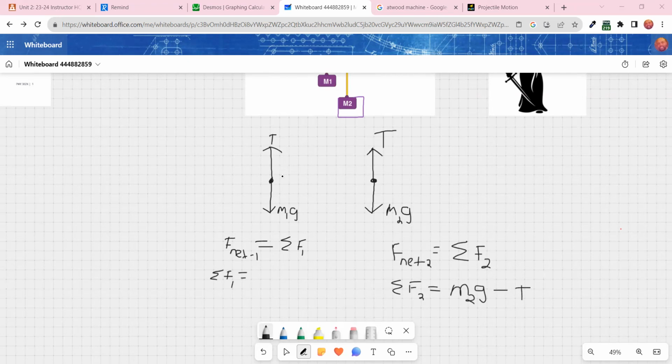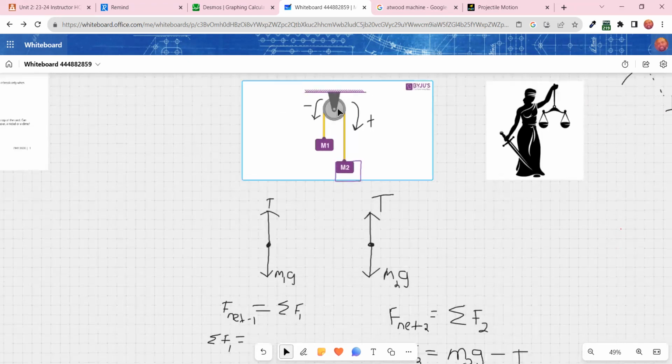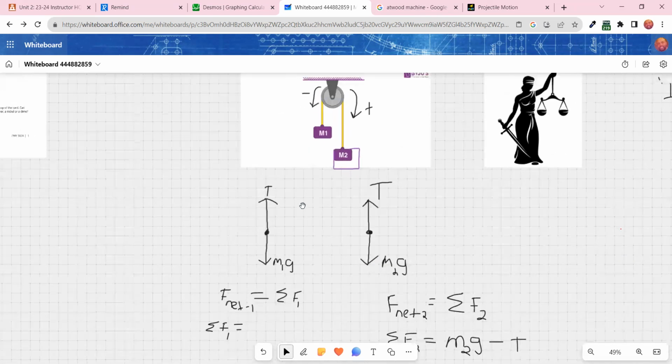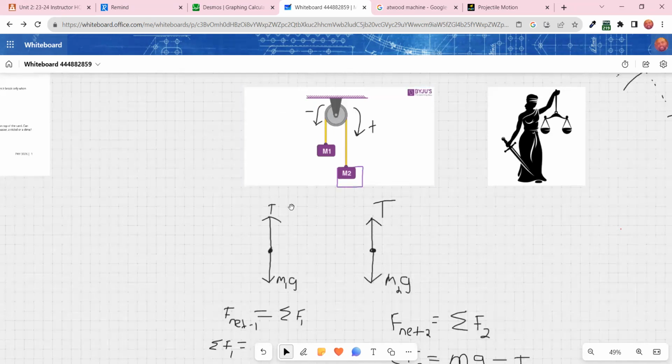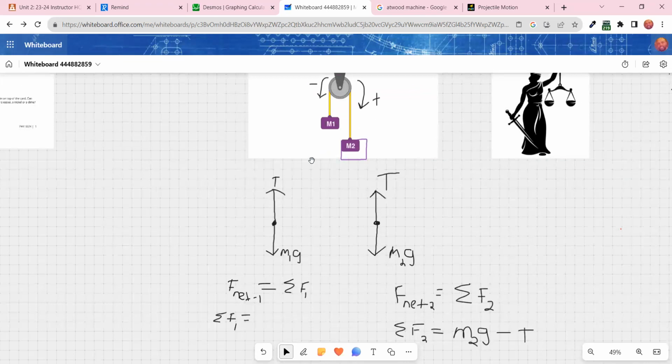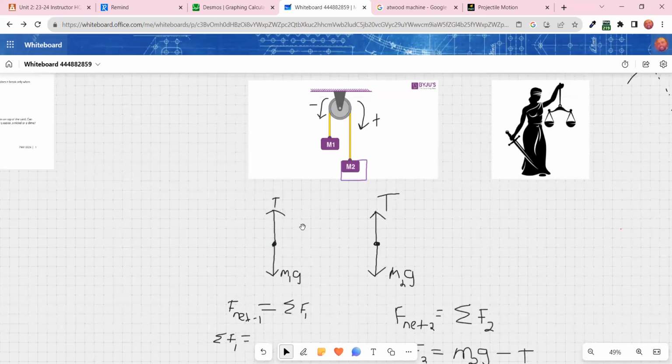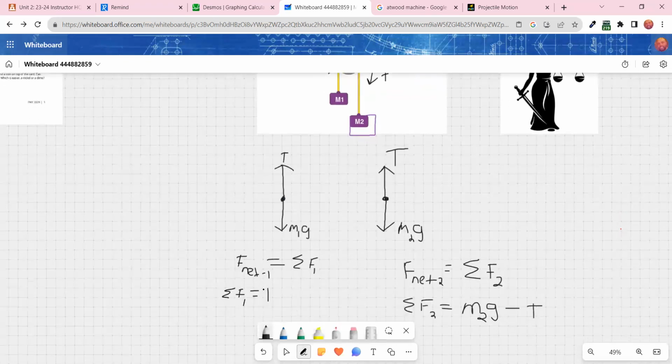For this block, which way is positive? Up is positive. For this block, down was positive. All right, we're on two different sides. For this block, it's going downwards, and we said that this way is positive. So the weight is causing it to go positive. For this one, the weight is causing it to rotate this way, so the weight for this guy is negative. But what's pulling it up? The rope. The tension is pulling it up. Therefore, I'm going to have tension is positive and the weight is negative.